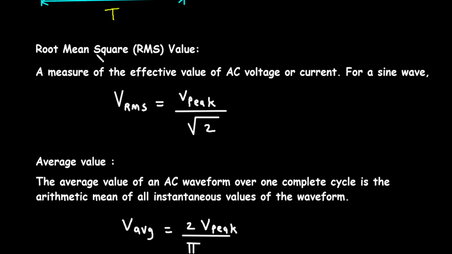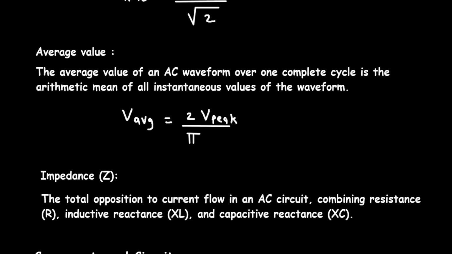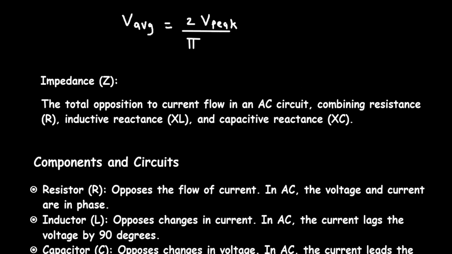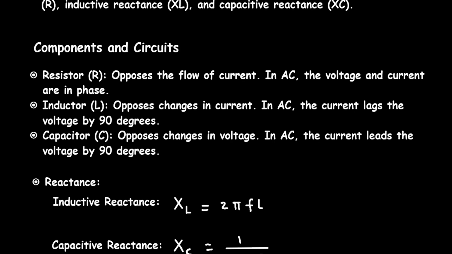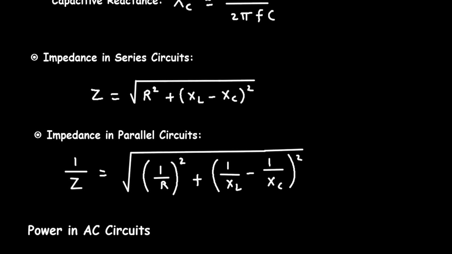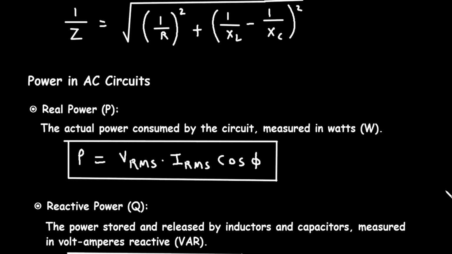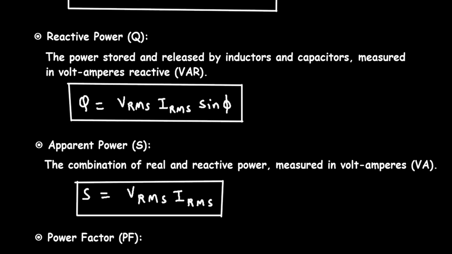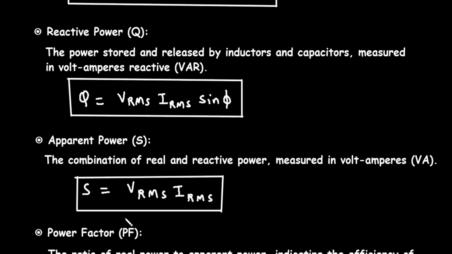then what is amplitude, then what is RMS value or root mean square value, what is average value, what is impedance, what are the components and circuits. Then we will see power in AC circuit. We will see real power, reactive power and apparent power and power factor.